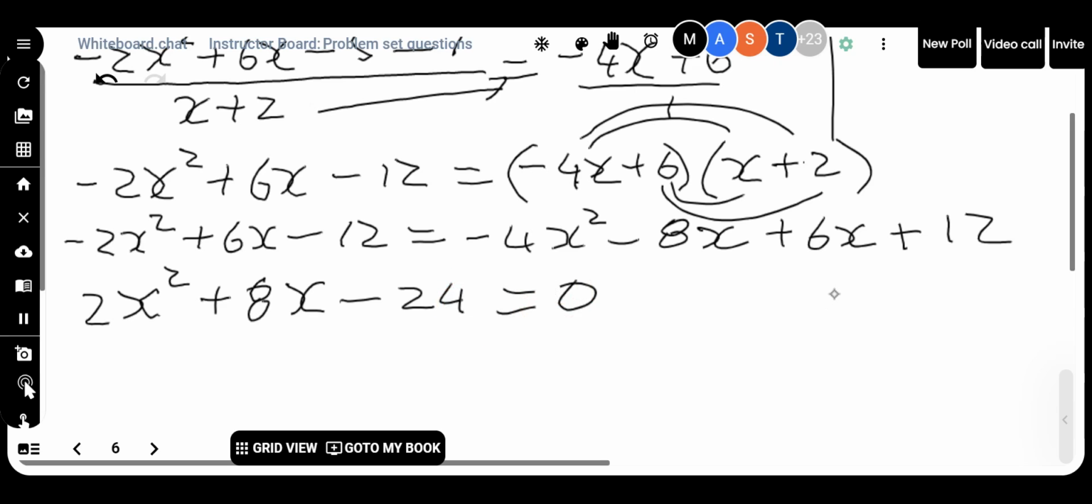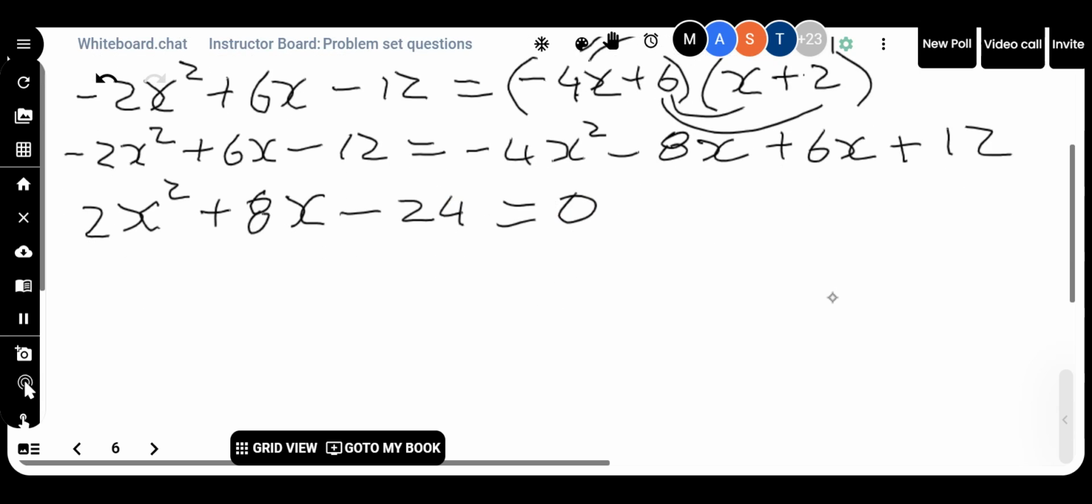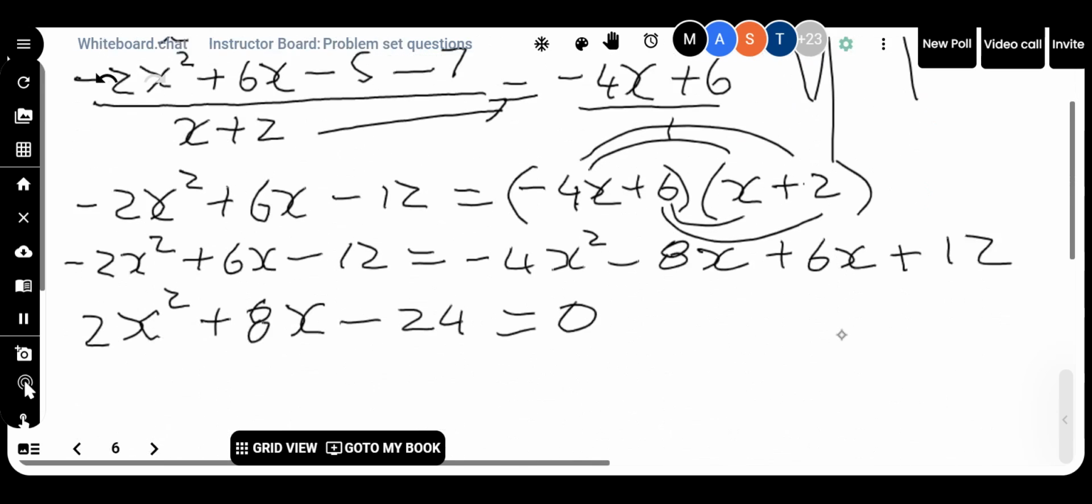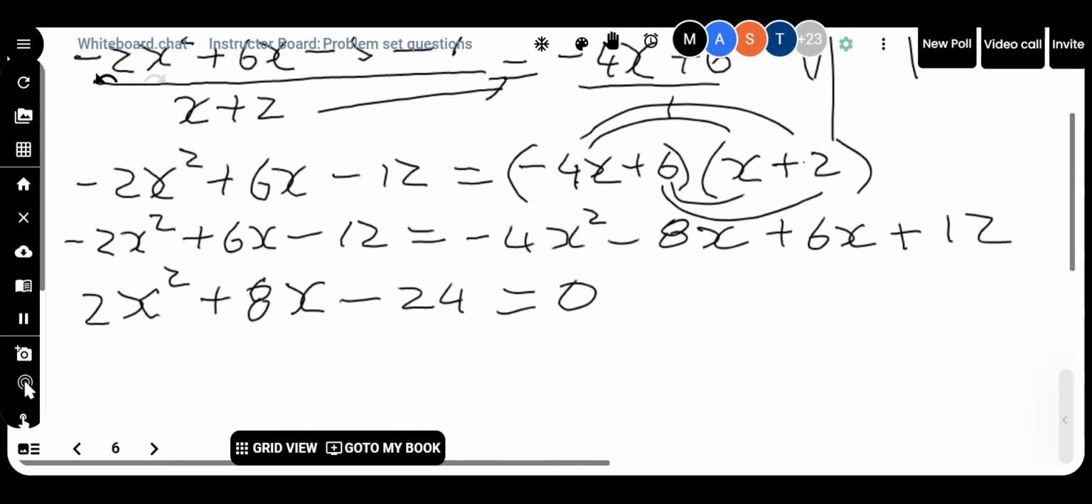Okay, so I'm thinking, looks like I'm going to get two answers, but that makes sense because, okay, I've lost my graph. I can put it back actually. I would think that there would be probably 2 points that would connect with the minus 2, 7. One would be maybe about here, the other one would be somewhere down here, and that's just going to graze the graph somewhere. Okay, so the two solutions that we seem to be getting looks like it's going to make sense.